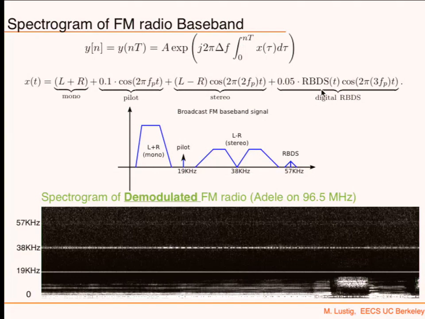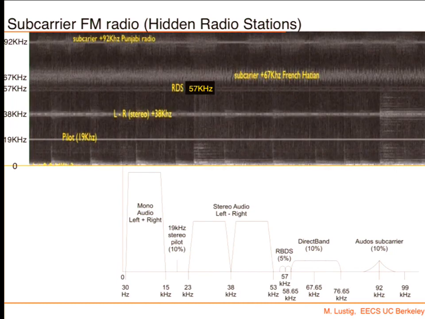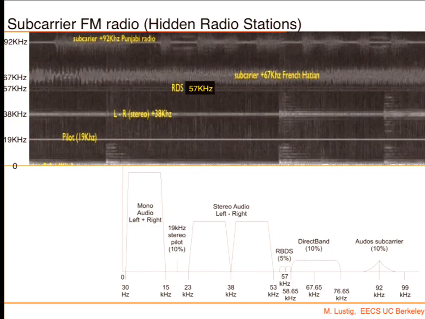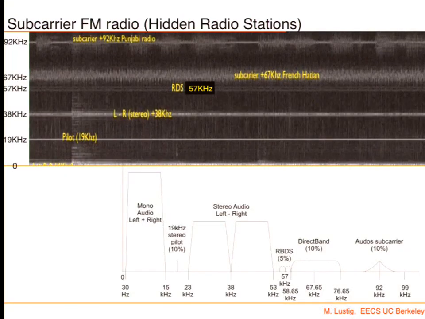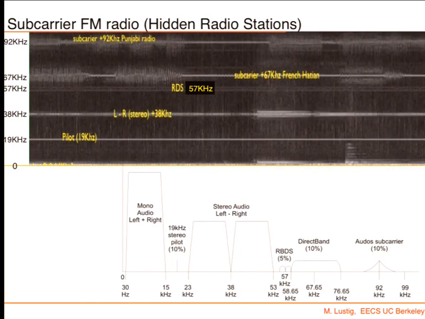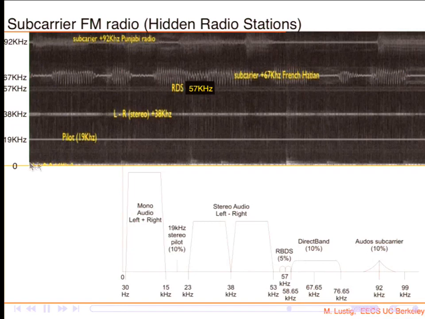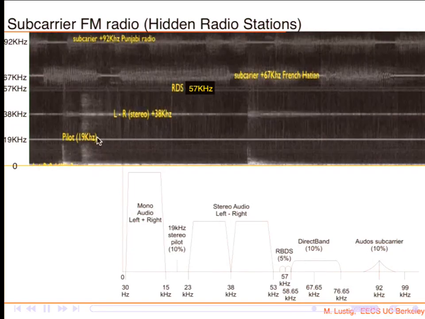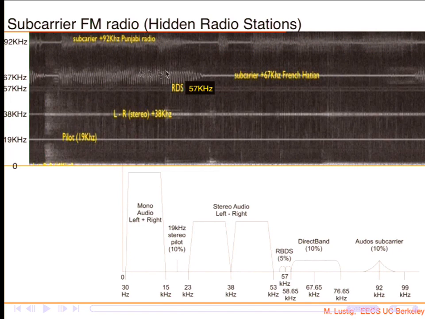Now here's a cool thing that you'll do in lab 3. As it turns out, people don't stop there. Some stations will also transmit what are called subcarriers on 67 kilohertz and 92 kilohertz. Subcarriers are other stations that want to kind of loop in onto your main carrier. So our station up on the hill, 94.1 KPFA, if you look at the spectrum that it has, this is left plus right. This is 19 kilohertz. This is left minus right. That's the RBDS. And now we've got here two subcarriers, one is a French-Haitian station, and then that one is a Punjabi radio at 92 kilohertz.